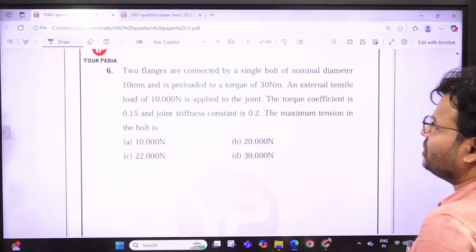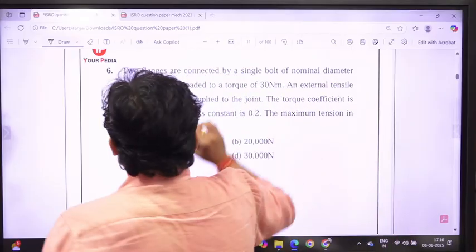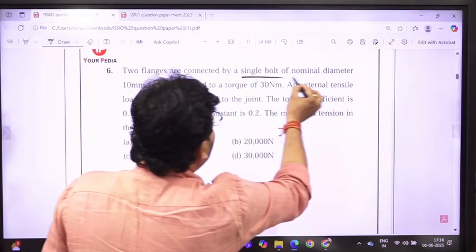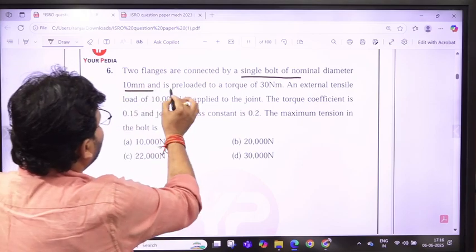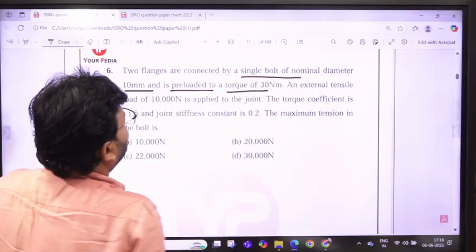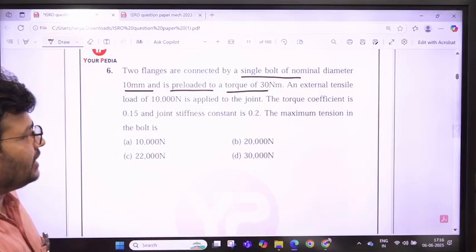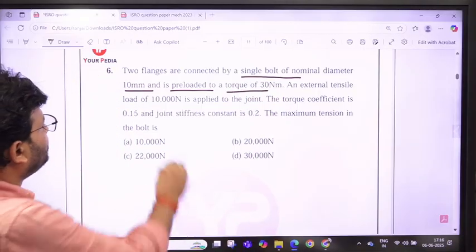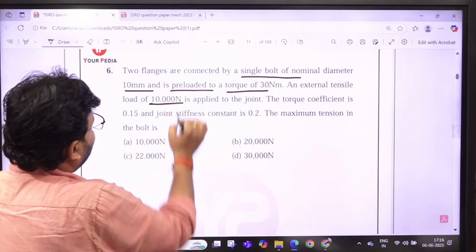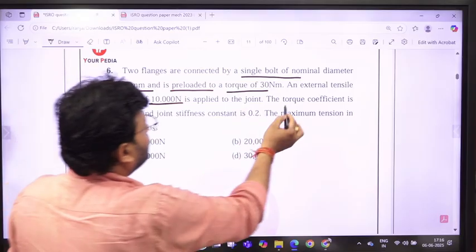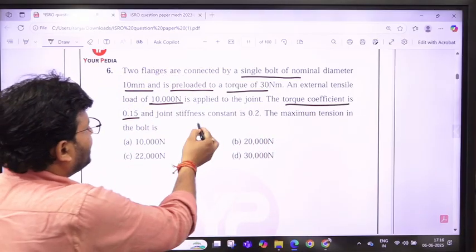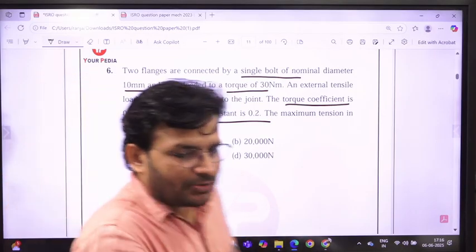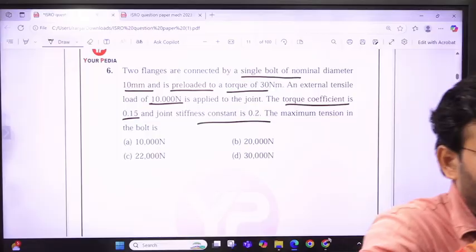Let us see the next question. Two flanges are connected by a single bolt of nominal diameter 10 mm, preloaded to a torque of 30 Newton meter. An external tensile load of 10,000 Newton is applied to the joint. The torque coefficient is 0.15 and the joint stiffness is given. The maximum tension you have to calculate.